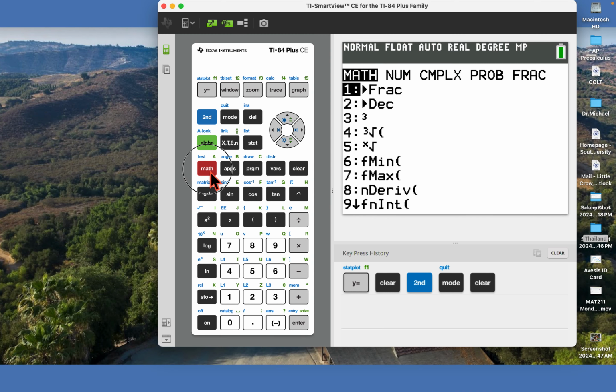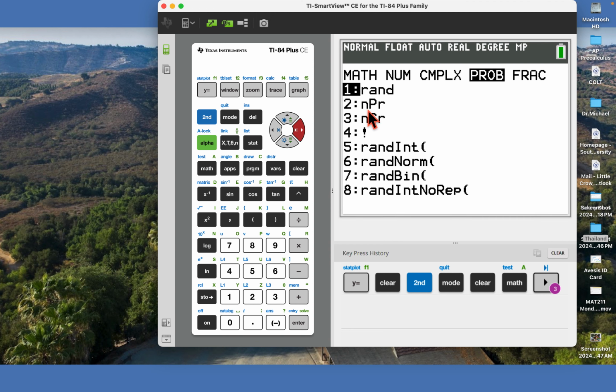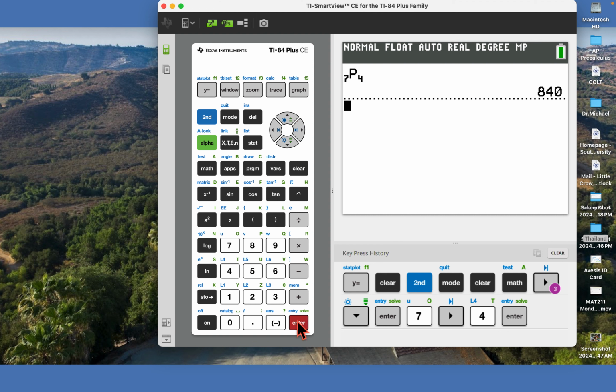If you go to your math key, you're going to see a menu that deals with probability. And there it is, nPr. So I'm going to pull it up, hit enter, and then I just put it in: 7 choose 4, 840.